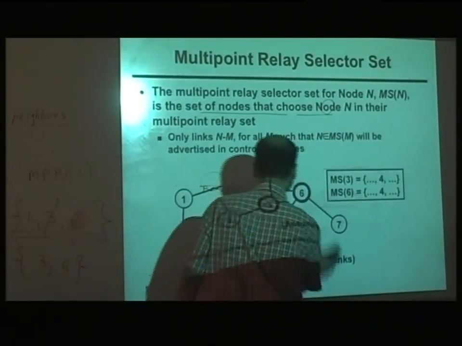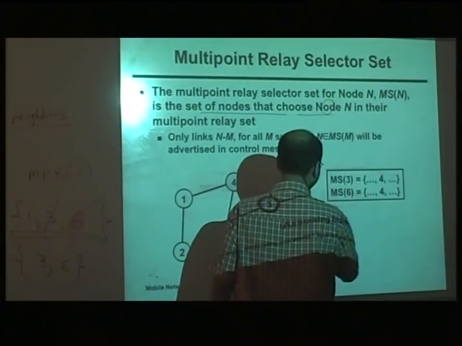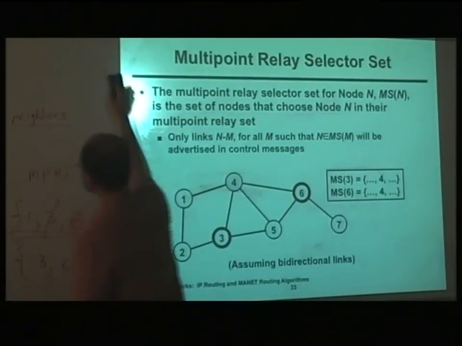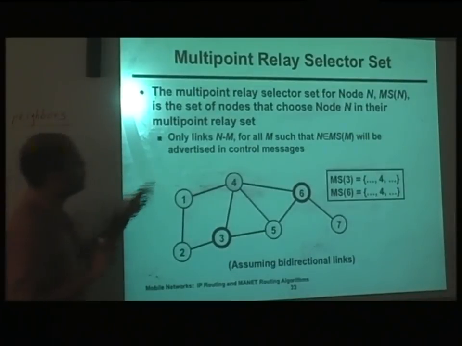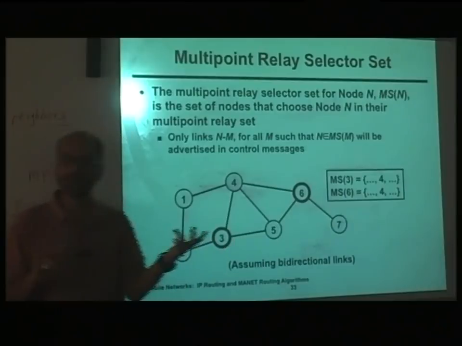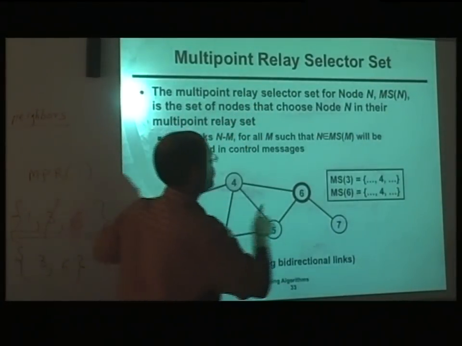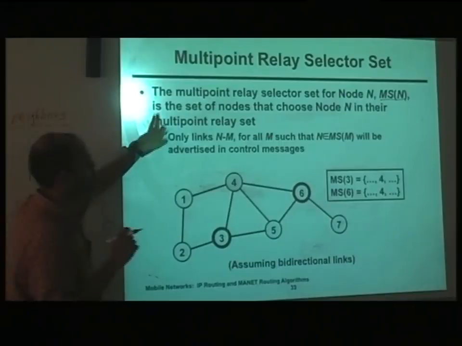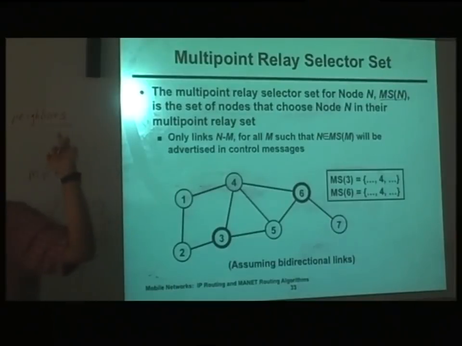Okay, so we'll come to that. Let's see this and then I think we'll get the answer. So we defined MPR of some node. Now what we are going to define is the complement of this. Okay, we'll see. The multi-point relay selector set of N. So now we are calling it MS of N. It is the set of nodes that choose node N to be in their multi-point relay set. So let's read this definition. Can anybody tell me what this definition is saying?